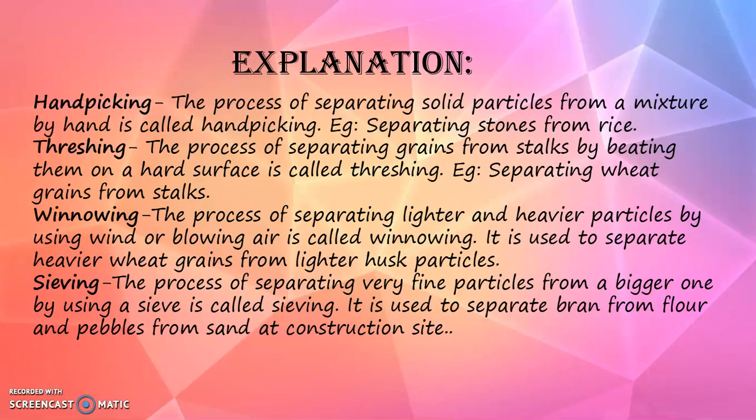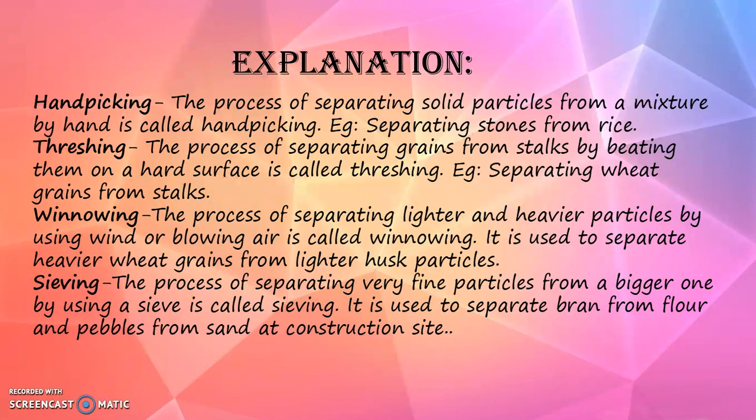Hand picking. The process of separating solid particles from a mixture by using hand is called hand picking. So in this method of separation, we basically use our hands to separate solid particles. For example, separating stones from rice. Threshing. The process of separating grains from stalks by beating them on a hard surface is called threshing. For example, separating wheat grains from stalks.